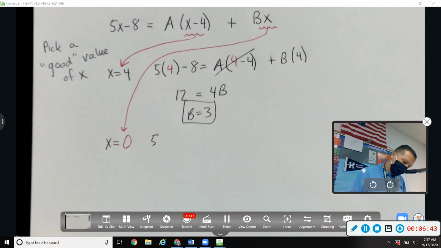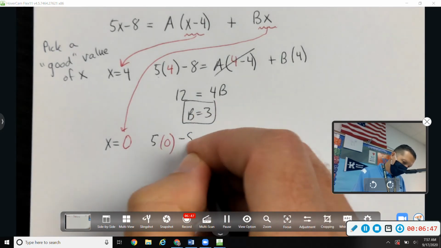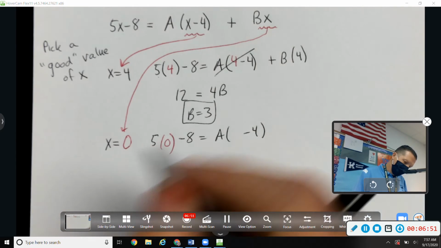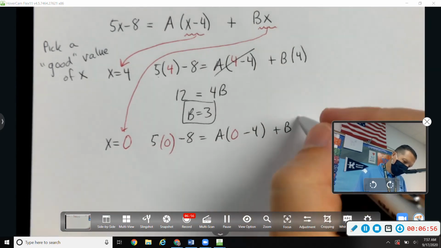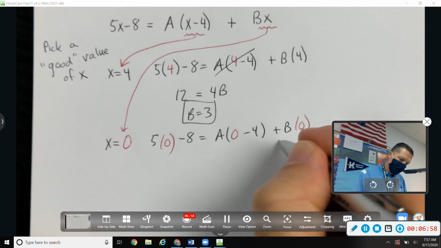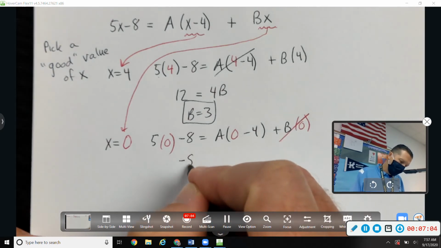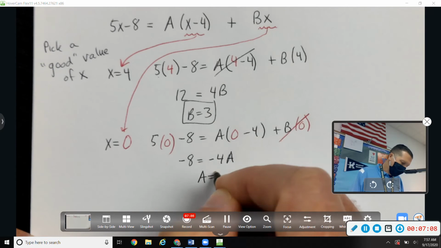So 5 times 0 minus 8 equals a times 0 minus 4 plus b times 0, which goes away. That's why we picked it, to make that happen. So negative 8 equals negative 4a. A equals 2.